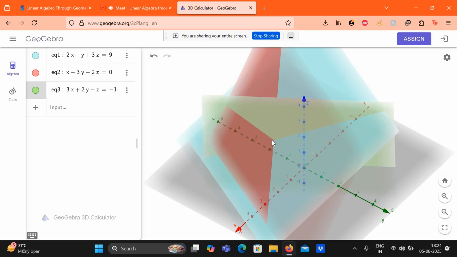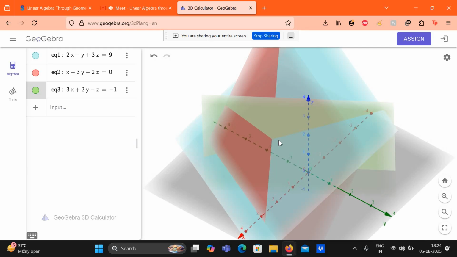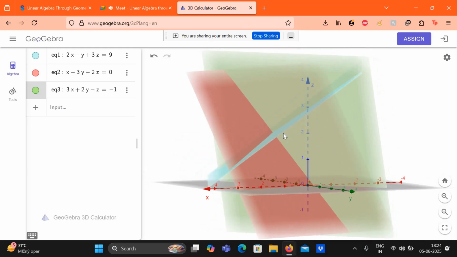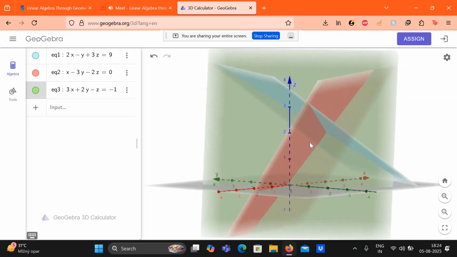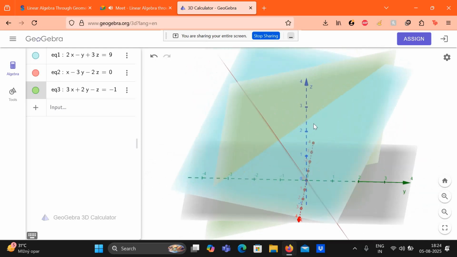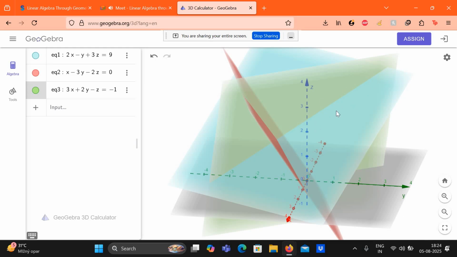Are they intersecting at a point or at a line? Still, I feel that they are intersecting at a line, isn't it? How is it at a line? See, you can see that they're intersecting at the single point right here. Can you see my cursor of the mouse?